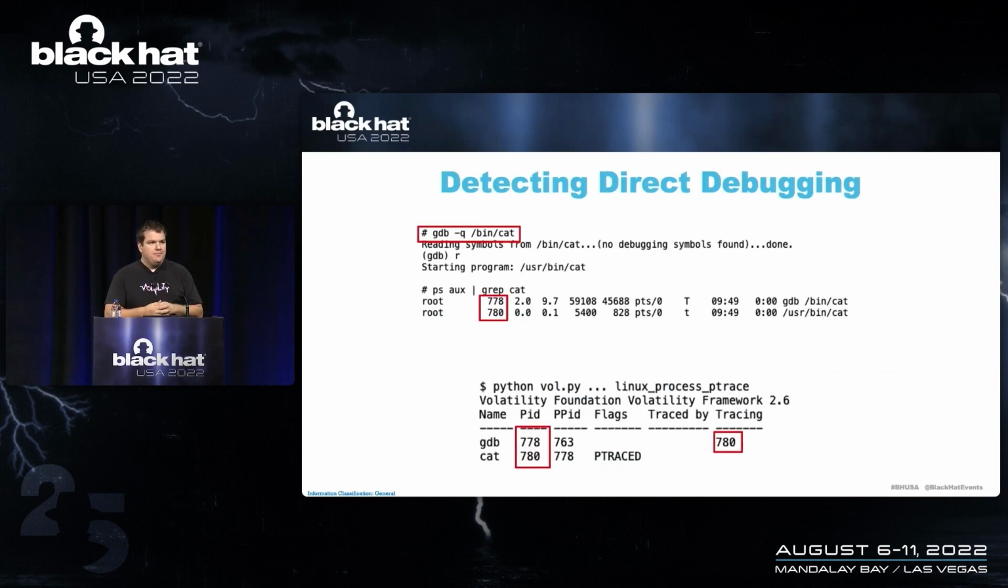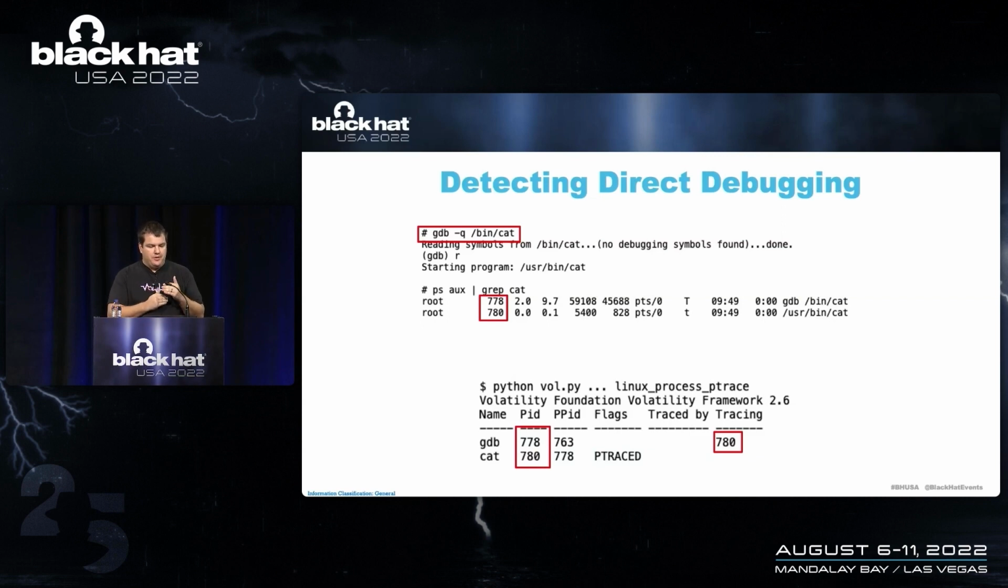From a detection standpoint, there's two variations we wanted to be able to detect in our plugins with this. In this, what we're seeing is direct debugging. So if you start a process under a debugger, which in this case, we're starting the cat process under GDB. So cat is started under GDB, which is the debugger. You can see the process IDs are 778 and 780.